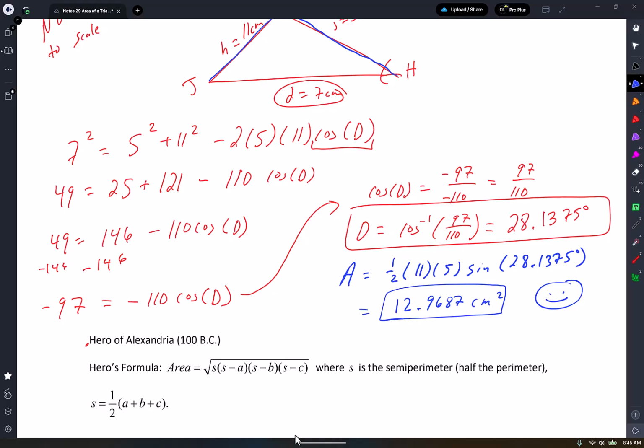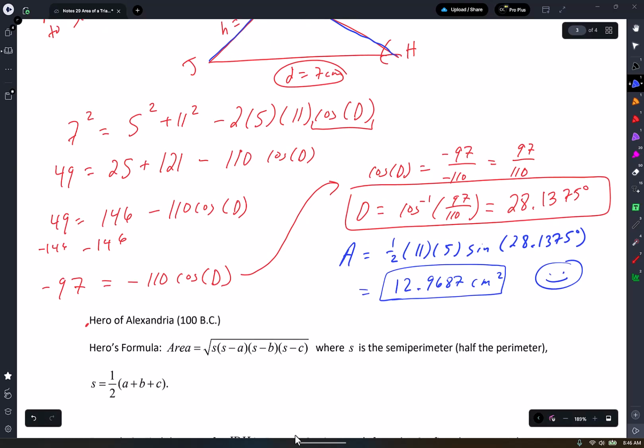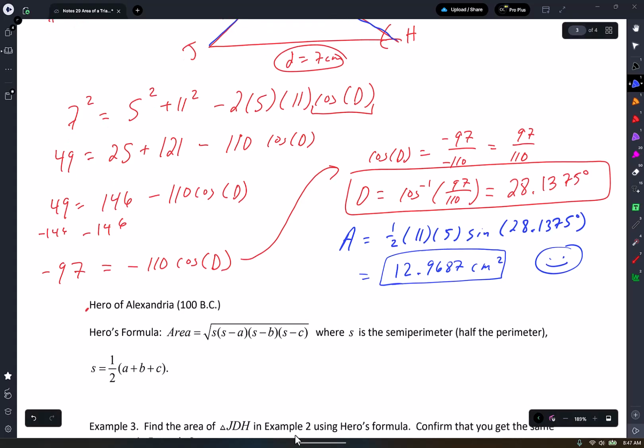So 100 BC was 2,300 years ago. This guy, sometimes if you Google his name, it's spelled Heron instead of Hero. It just depends what textbook. I'm not a history buff. Hero of Alexandria in 100 BC, 2,300 years ago, or a little more, a little less, whatever. We're in 2026.